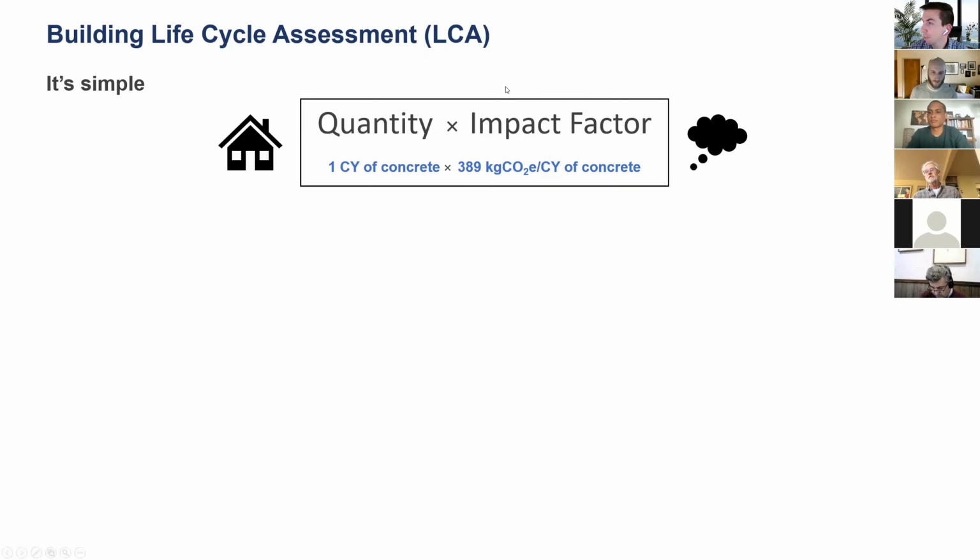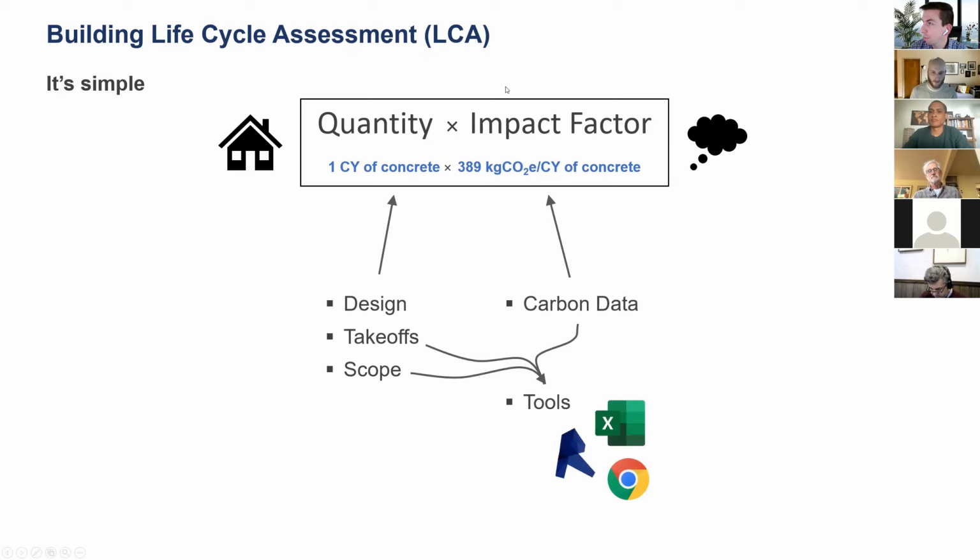So it's a fairly simple calculation, but let's talk about where we get some of this information. The quantities are up to you as a designer. You obviously come up with the design, and you can have different takeoffs, and you decide on the scope that is included in the analysis. And then on the impact factor side, you have the carbon data, which is typically included in different carbon assessment tools that also help you make the takeoffs and the scoping of the analysis streamlined. I'll talk a little bit about that once I dive into specific tools that are available out there.